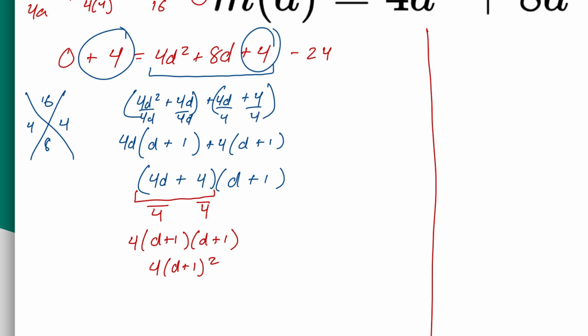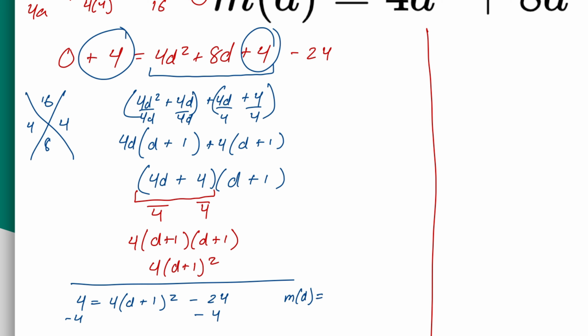And that's all right. Now let's bring in our other stuff here. All right, so that was the end of that part. We are now back to 4 is equal to 4 times d plus 1 squared minus 24. All right, we're going to set this equal to 0, so minus 4, minus 4. You end up with, I'm going to get rid of the 0 again, so m of d is equal to 4 times d plus 1 squared minus 28. Okay. All right. That was a lot more work.